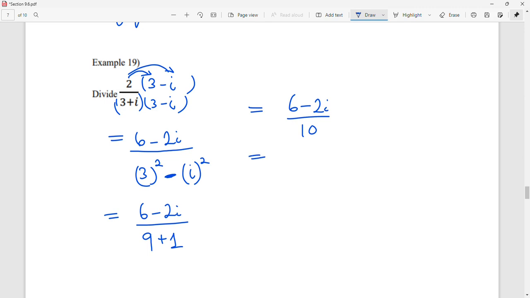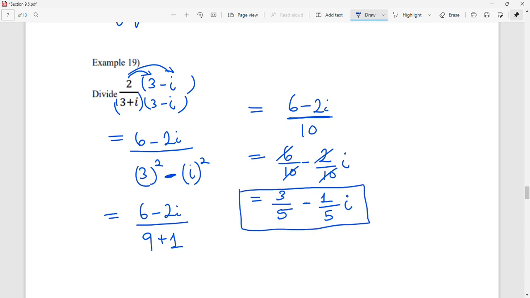Now we could reduce this by separating it. We can divide both of these terms by 10. So this is 6 over 10 minus 2 over 10 i. Now we could reduce this. I could divide that by 2, get a 3. Divide that by 2, get a 5. So this is 3/5 minus, and I can reduce this again by 2. So this becomes 1 over 5. And don't forget that i. So this is our solution, 3/5 minus 1/5 i, and it's in that nice standard complex form that we want, a plus bi form.